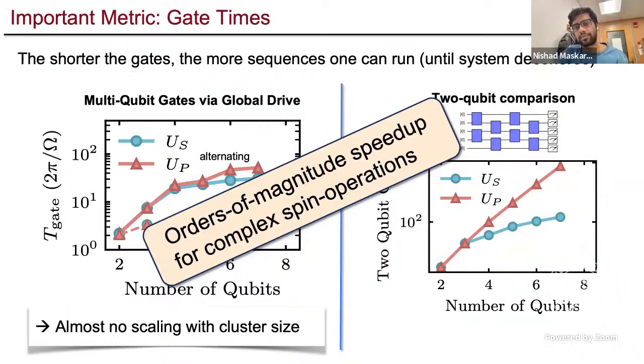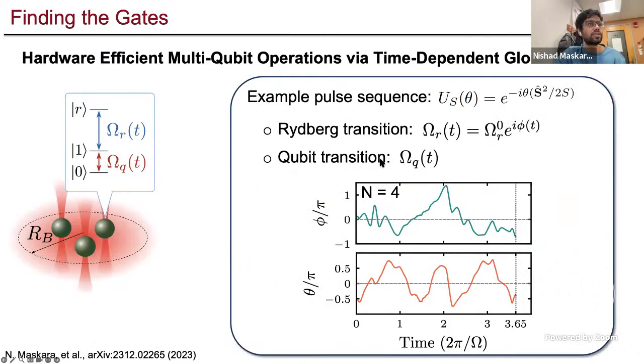generating complex spin operations. Now, just to illustrate the types of pulses that this procedure spits out, here I've illustrated some pulses for the n=4 case, trying to engineer this spin type interaction. Here we essentially reduce everything to 2 degrees of freedom, the phase of one of these driving the Rydberg transition, and the amplitude of the qubit transition. And we find pulses that are definitely quite complicated, but still well within reason for pulses that could, in principle, be implemented using current experimental hardware.